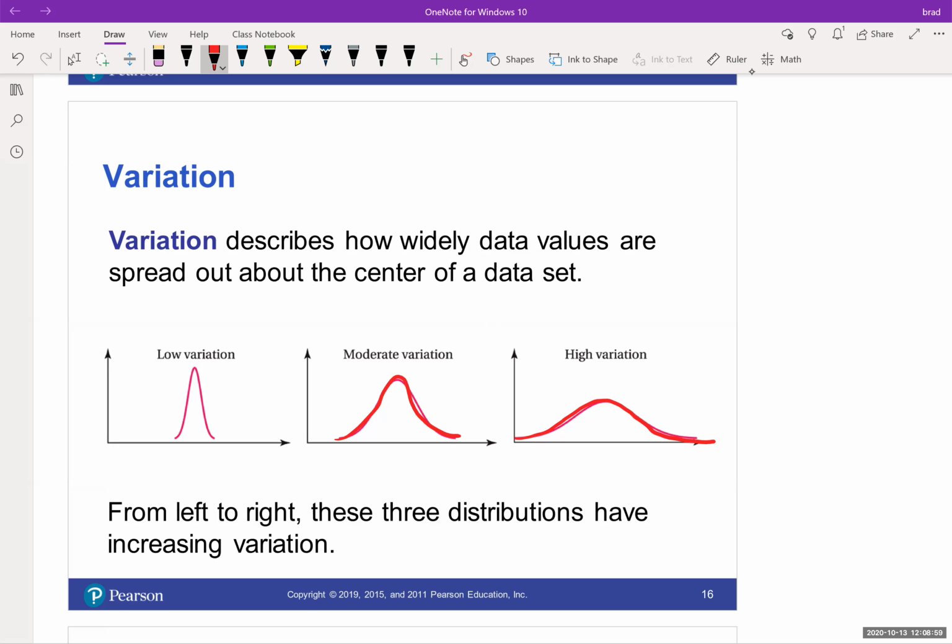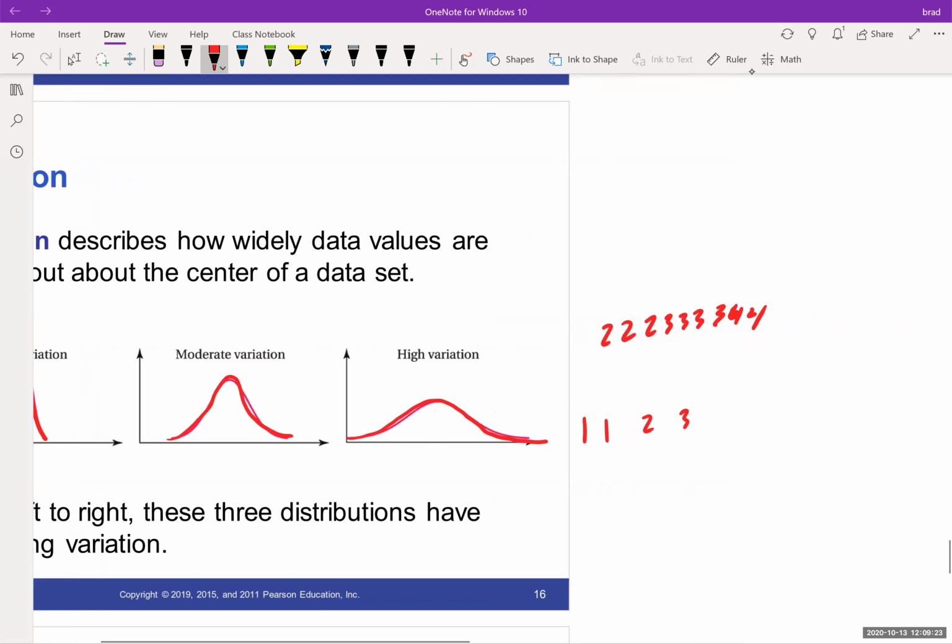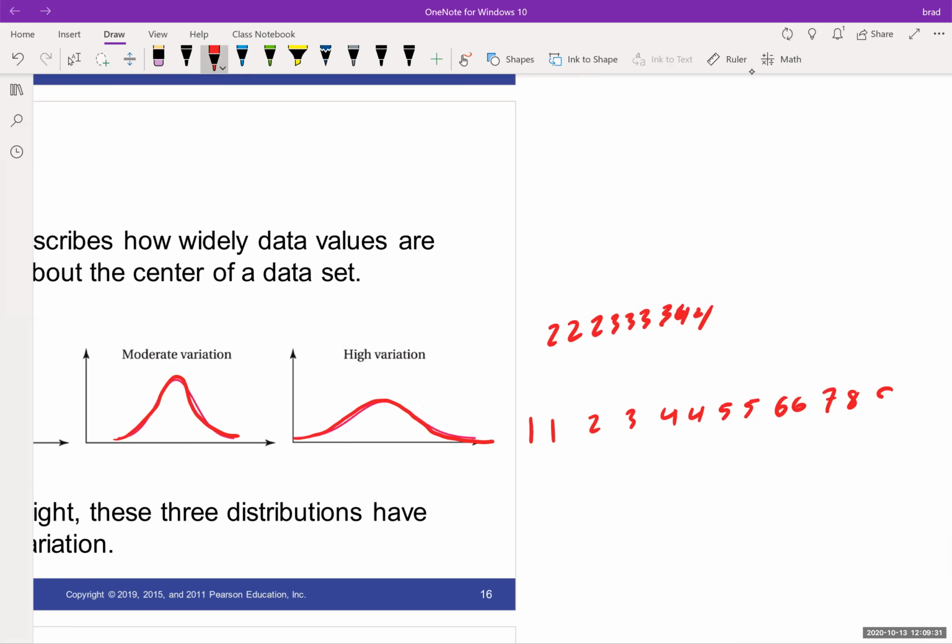And then low variation means the data still performs in this symmetric fashion, but the data is very clumped up. So you would have values like 2, 2, 2, 3, 3, 3, 3, 4, 4, like that. And it's all real close together, okay? Spread out would be like 1, 1, 2, 3, 4, 4, 5, 5, 6, 6, 7, 8, 9, and 10, or something like that. And that's spread out with a lot of variation, okay?